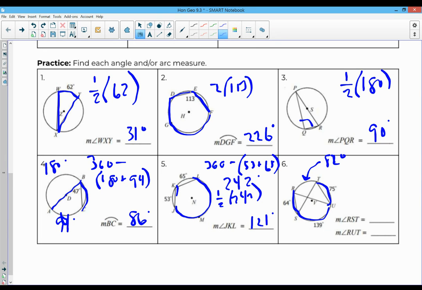Okay, now I'm looking for the measure of angle RST, so that's this angle, and the measure of angle RUT, that angle. So they both intercept the same arc here. If that arc is 82 degrees, and these are two inscribed angles, that means I have to do half of 82. And they're both going to be congruent because they intercept the same arc. So they would each be 41 degrees.